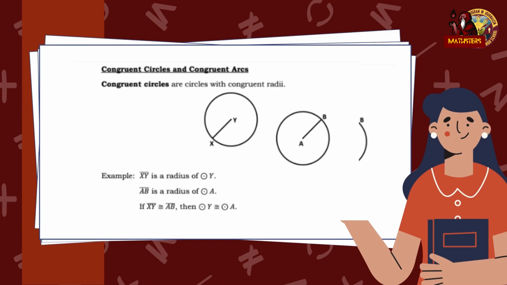For example, line XY is the radius of circle Y. Line AB is the radius of circle A. And if line XY is congruent to line AB, then we suppose that both circles Y and A are congruent to each other.